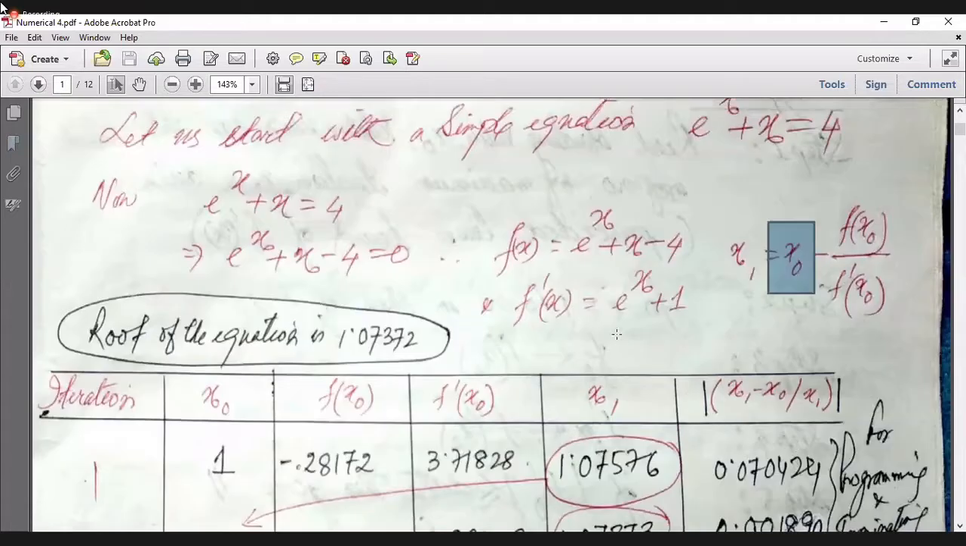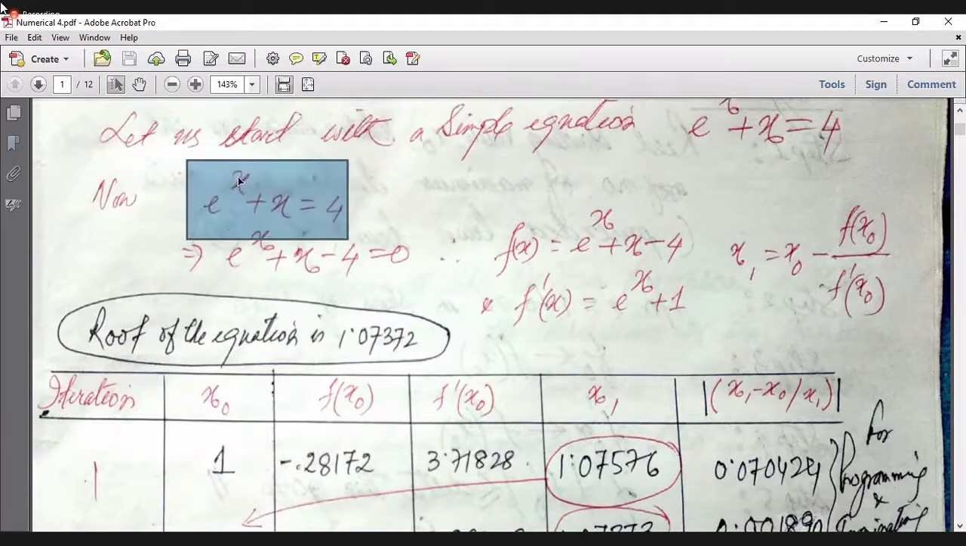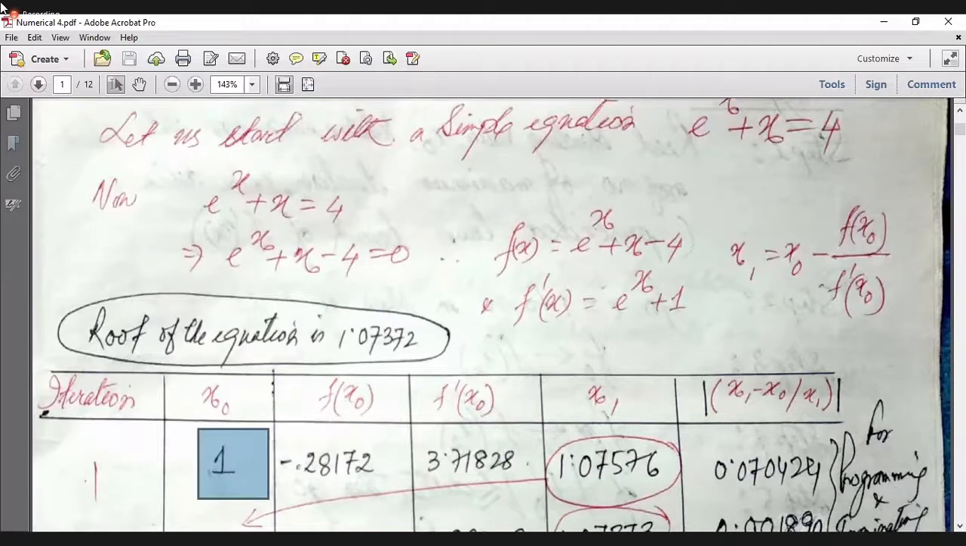Suppose it is for 1, let us say. It is 2.7 something like this. And what happens? 2.7 something plus x, x is 1. So we can start with 1 as our starting point because we know the root will be somewhere around 1. When x is equal to 1, this should be 2.7 plus 1, 3.7, so it is equal to 4. So we can choose our starting point as 1.